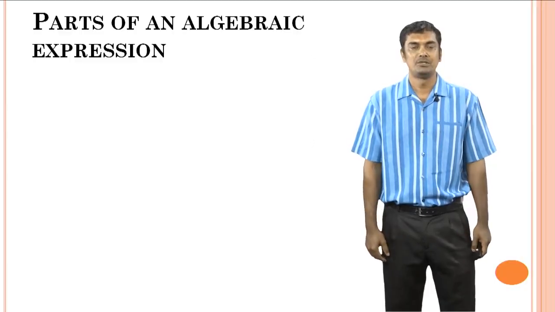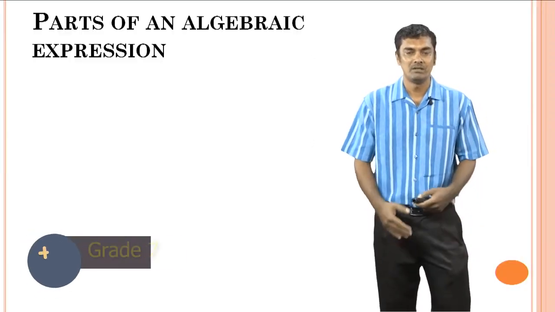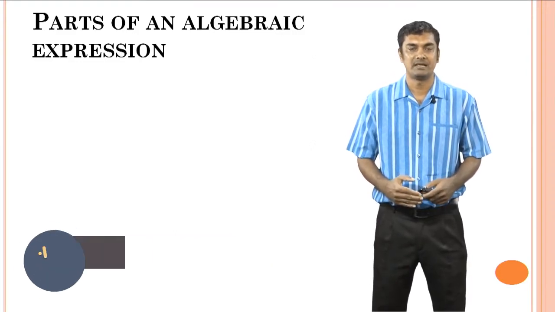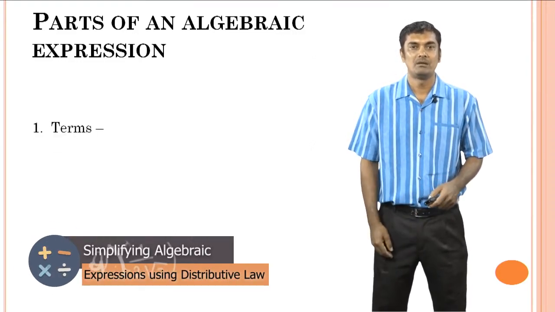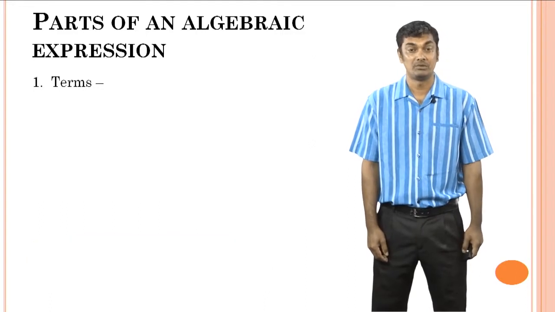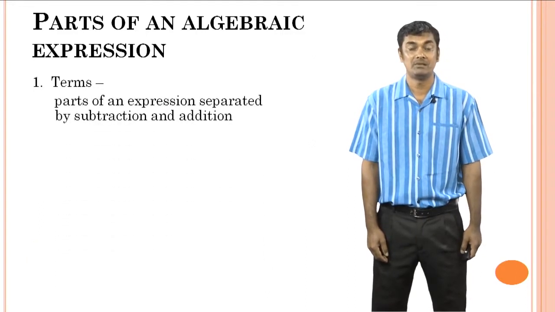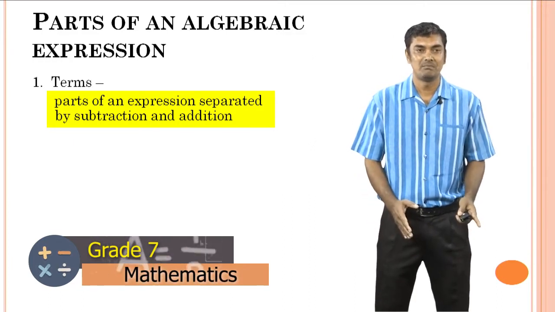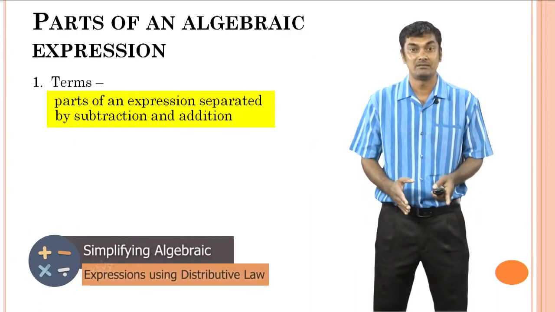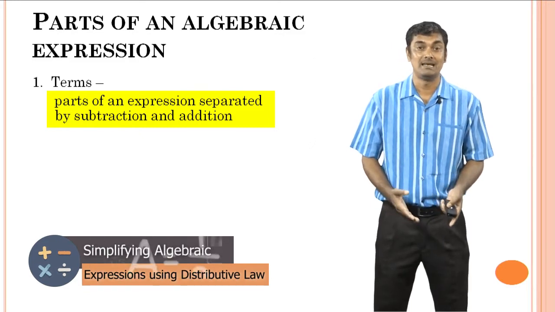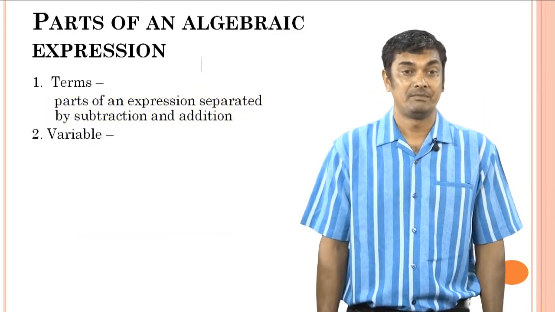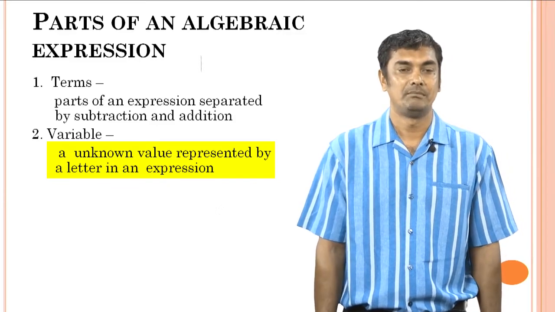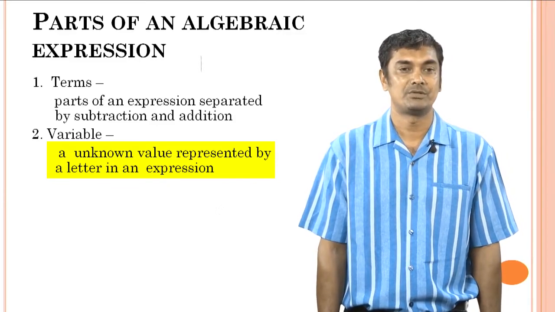As I take you through the distributive law, I would want us to back up a little bit and explain certain parts of the algebraic expression. When we talk about an algebraic expression, we're talking about the terms, and what do we mean by an algebraic term? It's a part of that expression separated by mathematical operators, namely subtraction and addition. The variable is an unknown value represented by a letter in an expression.